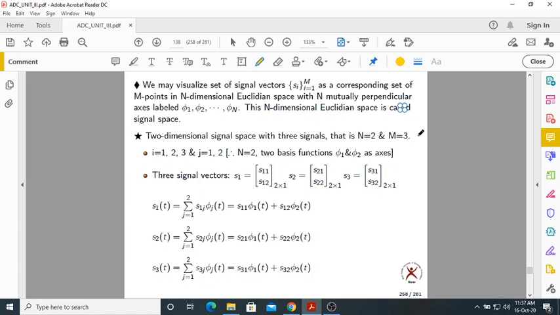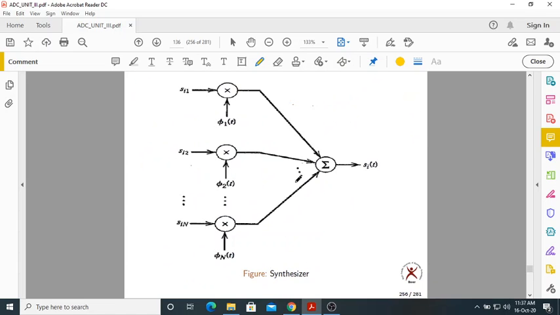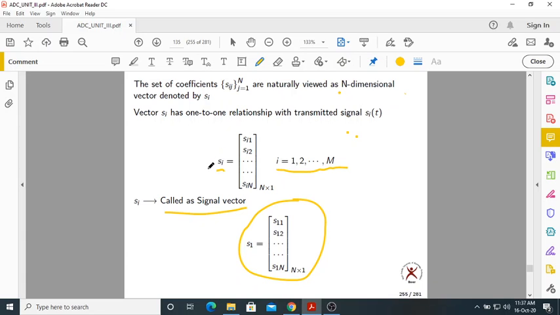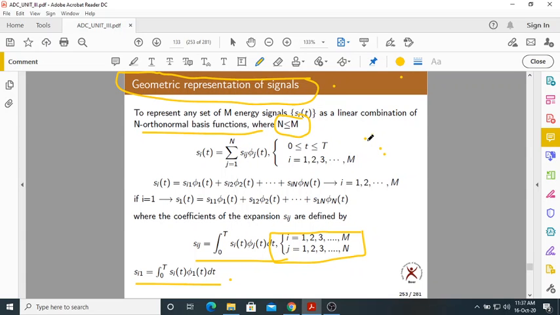Now, in these two diagrams, what is unknown? The unknown things are these basis functions. We don't know what they are. Si1, Si2, everything depends upon phi 1 of t, phi 2 of t only. Look at these equations first of all. In this equation, what is the important thing? Phi j of t. Here also, what is the important thing? Phi 1 of t, phi 2 of t, phi 3 of t, and so on. To implement these two equations, we need to know what those basis functions are.